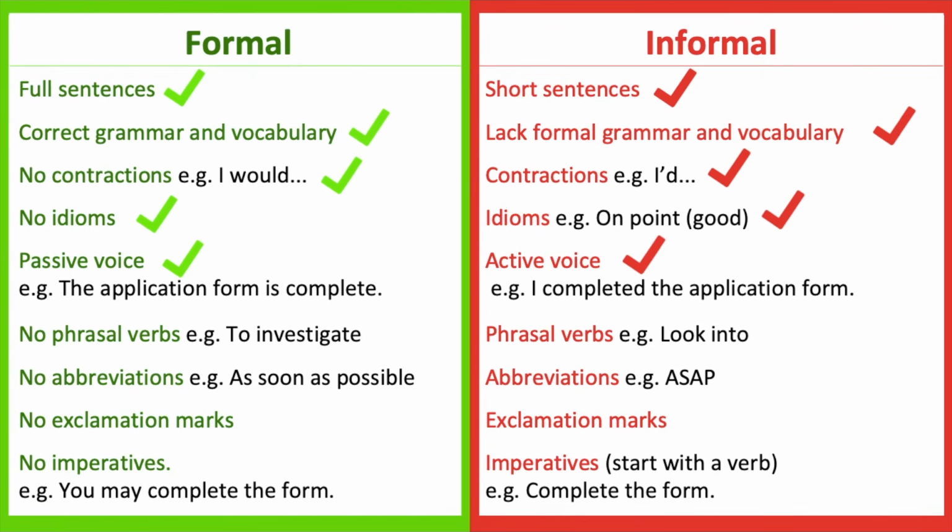Phrasal verbs are phrases that have a verb and a preposition or adverb. Phrasal verbs have different meanings to the individual words themselves. We can use phrasal verbs in informal language, however, we don't use phrasal verbs in formal language. Instead, we use other words that mean the same thing. For example, with informal language, we can use the phrasal verb look into. This means to investigate or to research something.